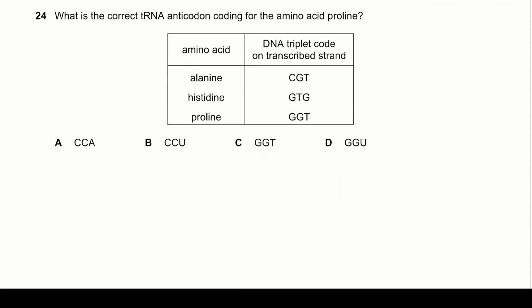24. What is the correct tRNA anticodon coding for the amino acid proline? If it's asking you for the tRNA anticodon, and here it is giving you the DNA triplet code, there is actually an easier method of doing it. We all know that tRNA doesn't have thymine. Same with mRNA, they have uracil instead. So proline is going to have exactly the same DNA triplet code, but what you do is swap the thymine with uracil. And here's your answer. No need to convert to mRNA first and do all this fuss. The answer is going to be D.